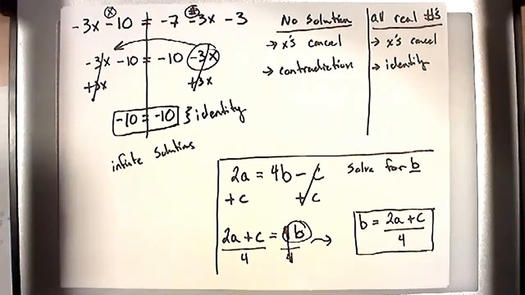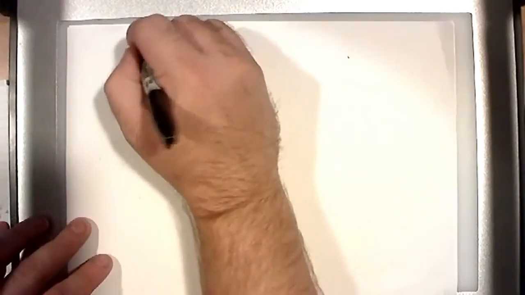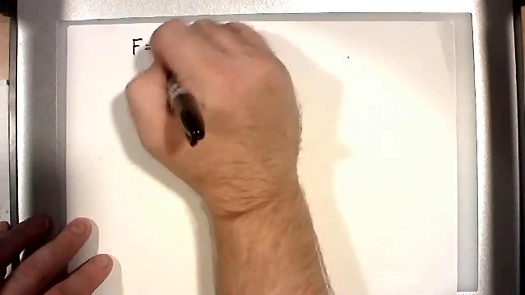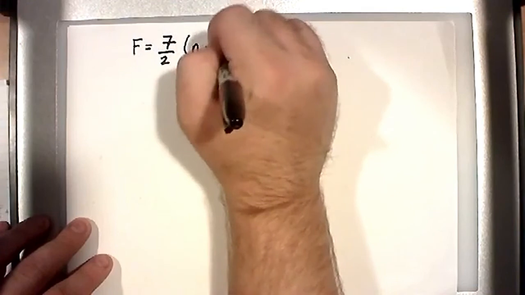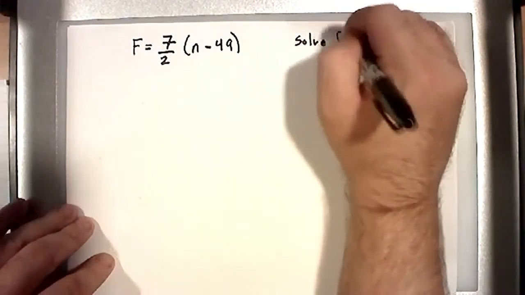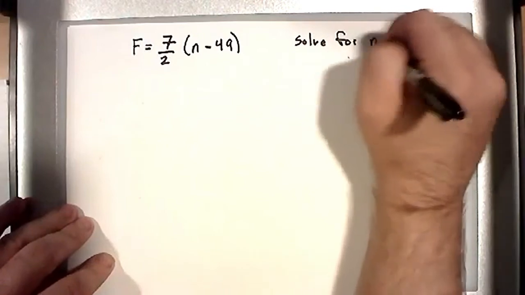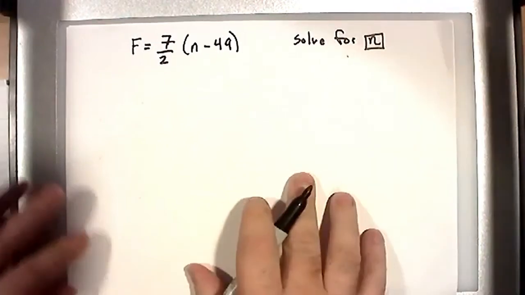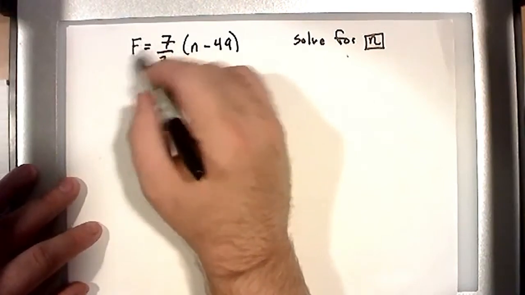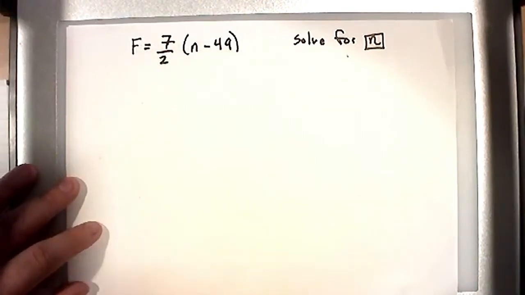We're going to do one more because those are strange, and those are the ones people have a lot of trouble with. But all right, let's try something like this. A little bit trickier. F equals 7 over 2 times n minus 49. And the instructions here tell us to solve for n. Okay? Now, again, that means get n by itself. F is already by itself, so if we had said solve for f, we'd be done, right? So we need to solve for n.